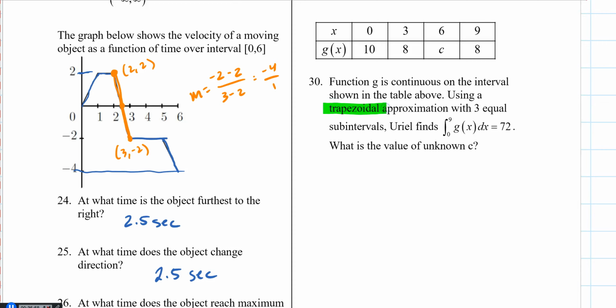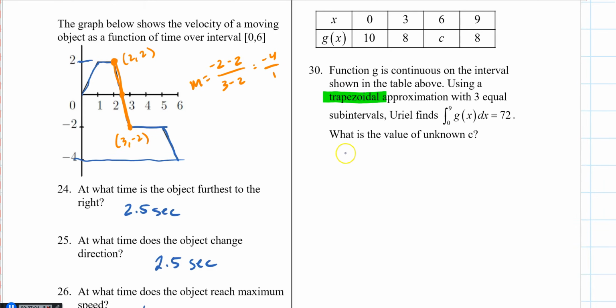So we've got the trapezoidal approximation. I'm going to start by making a sketch. So here's g of x, here's x, and I know that at 0, I'm up here at 10. At 3, I'm at 8. At 0, 10, 3, 8. At 6, I'm at C. I don't know where C is.